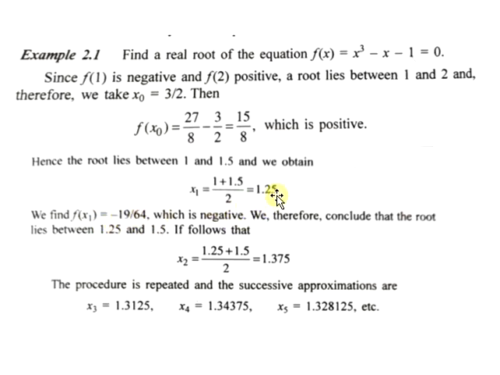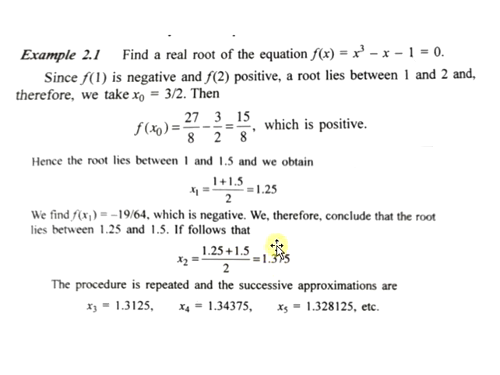Now you got a negative quantity. That means the root is between 1.25, where f is negative, and 1.5, where f is positive. So the new root is between 1.25 and 1.5. So x2, we take the average of these two quantities.